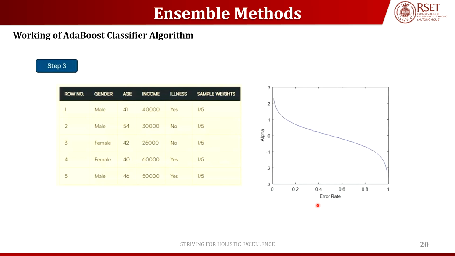Now here you can see a graph which gives you an intuitive understanding of the relationship between the error rate and the alpha value. As the error rate decreases on the x-axis, the alpha, or amount of say, on the y-axis increases exponentially. So this shows that if a weak learner makes very few mistakes, it will have a very high influence on the final prediction. If it makes a lot of mistakes, its influence will be much lower.